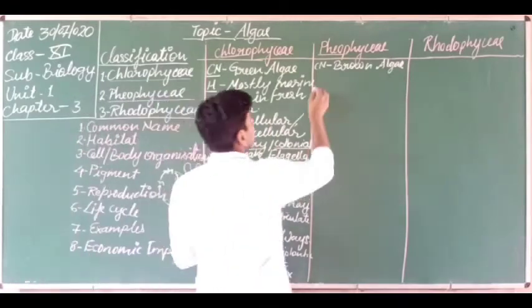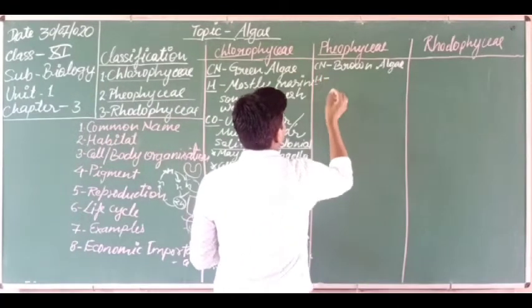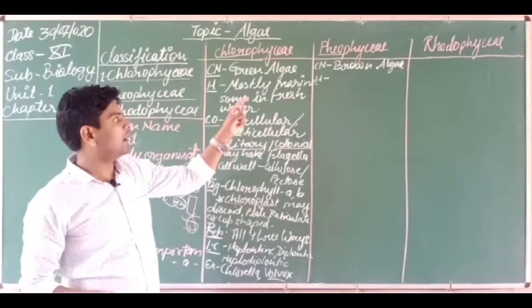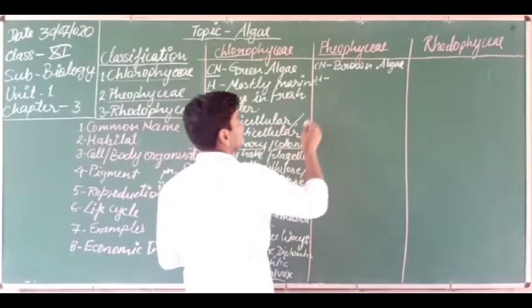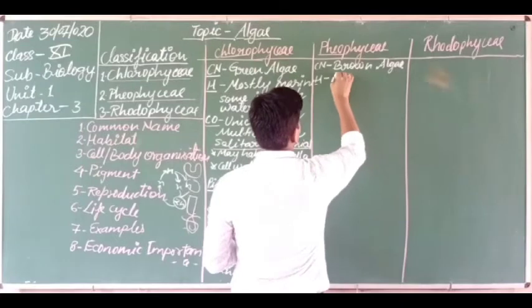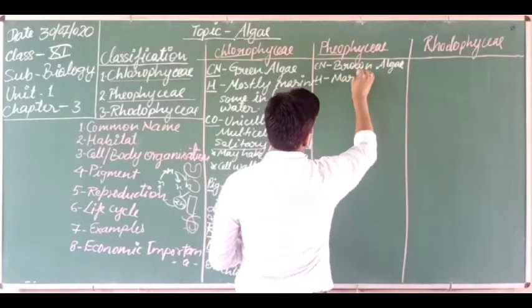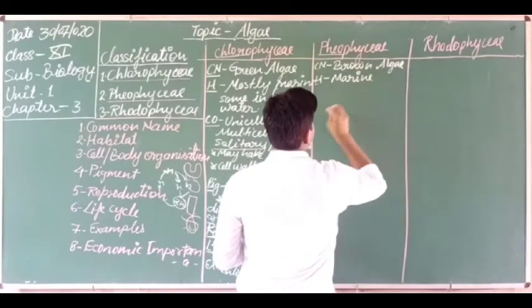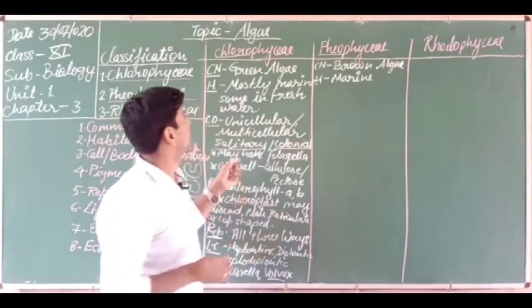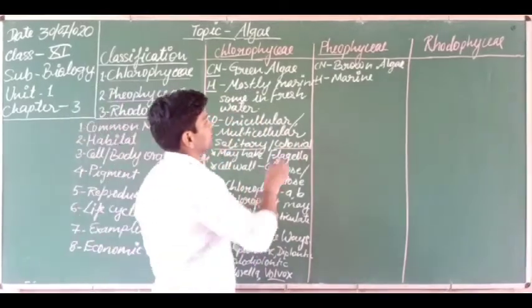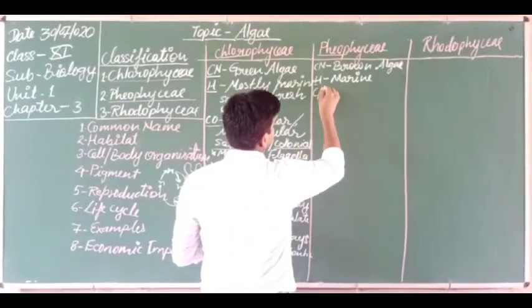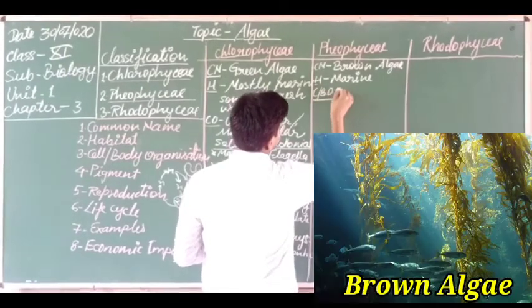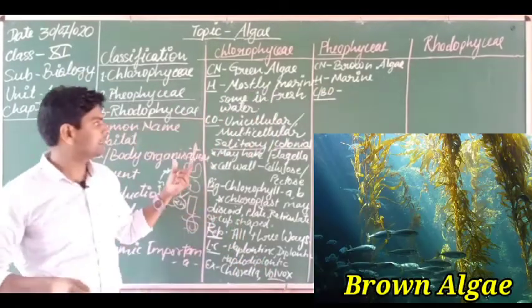Then habitat. What is the habitat? Mostly algae of this category are marine in habitat. Okay. So marine habitat. Next one is the cell organization or body organization. How is the cell formed?